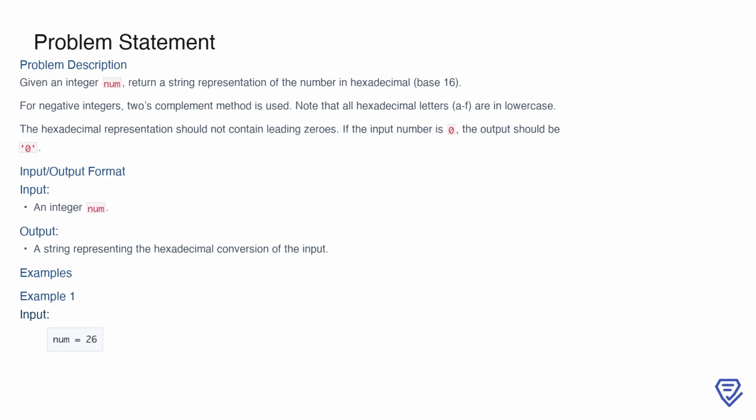In this problem, you are tasked with converting an integer into its hexadecimal, or base 16, representation. Hexadecimal uses the digits 0 through 9 and the letters A through F to represent values from 0 to 15. If the given number is negative, the conversion should use the 2's complement method. Additionally, any leading zeros in the output should be omitted. For example, if the input number is 0, the output must simply be 0. The function will take a single integer as input and return its hexadecimal equivalent as a string.